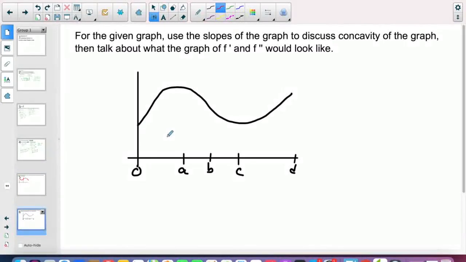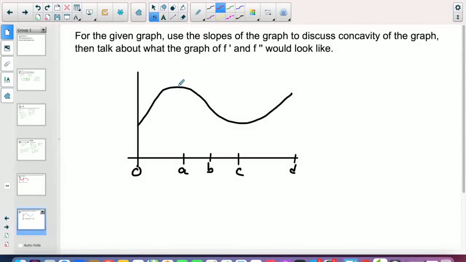So here's another function. It says for the given graph, use the slopes of the graph to discuss concavity of the graph, then talk about what the graph of f prime and f double prime would look like. Well, this is your graph of f. There are a few things we know about the graph of f.